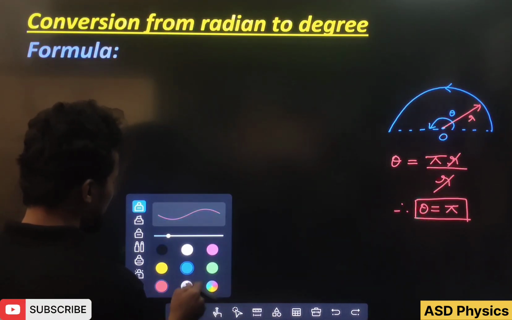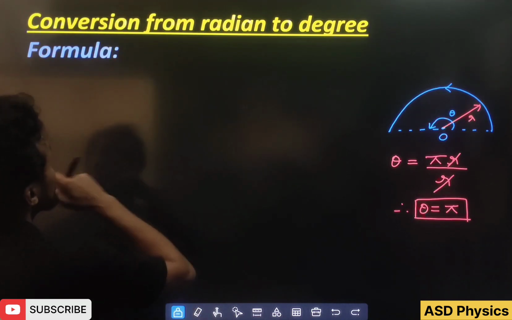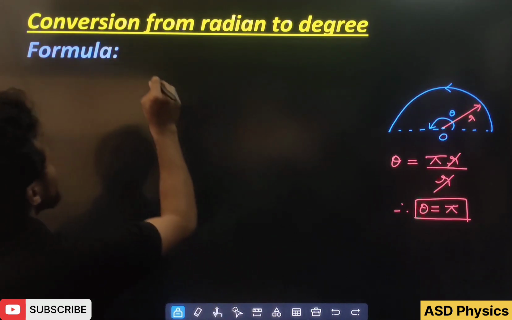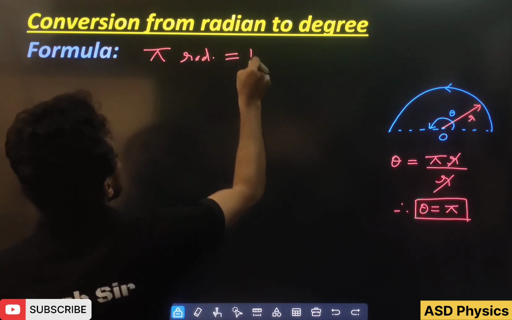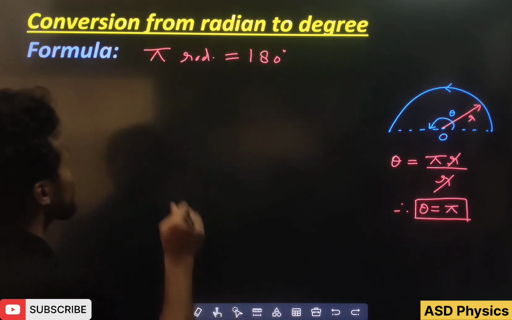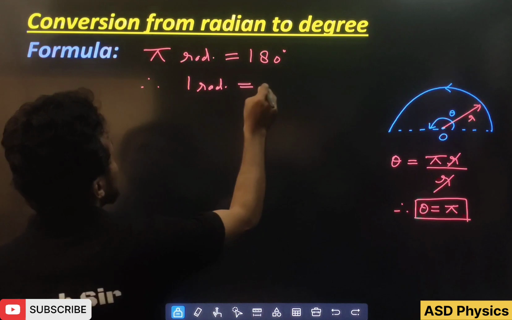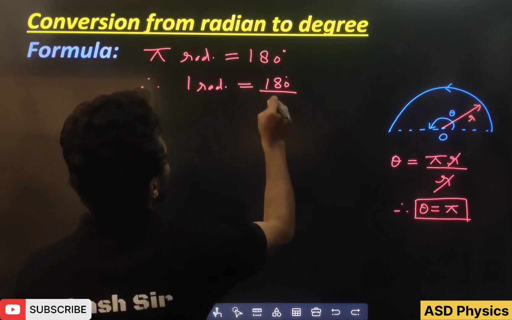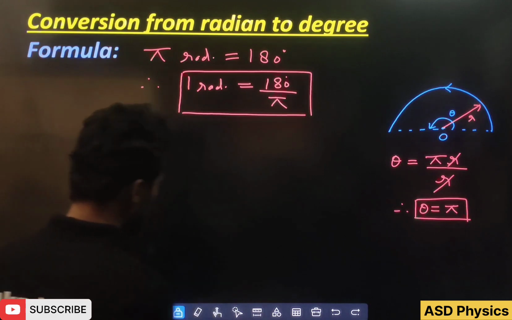So if I have to write just the formula, what is the formula here? Can you remember this formula? The formula will be radian to degree. So you have to remember that, students. See, this pi radian will be equal to 180 degree. Pi radian is equal to 180 degree. That means 1 radian is equal to 180 degree by pi. So this thing we have to remember.